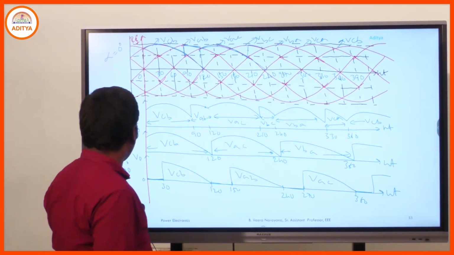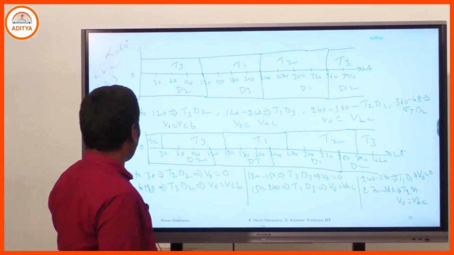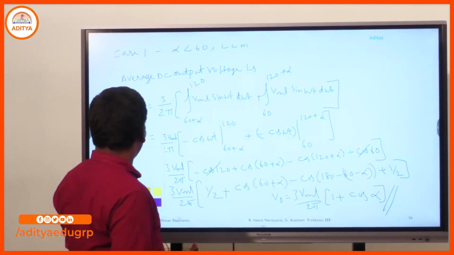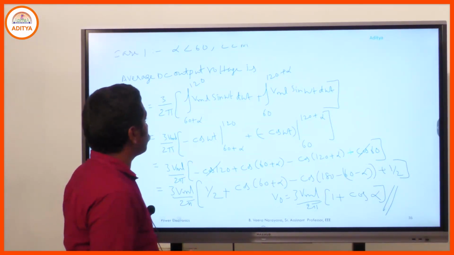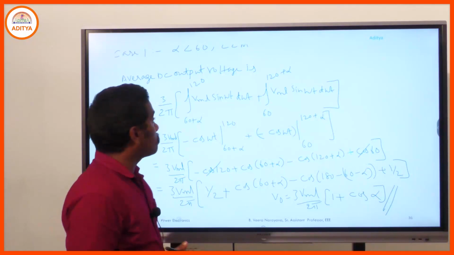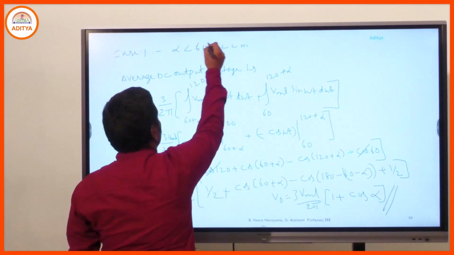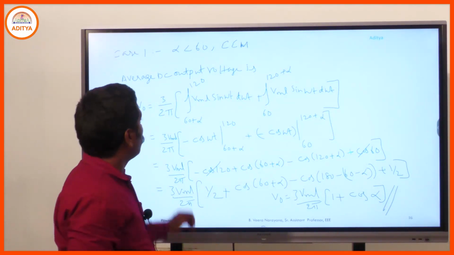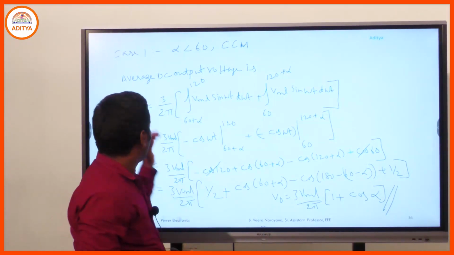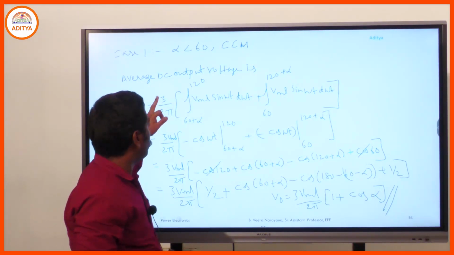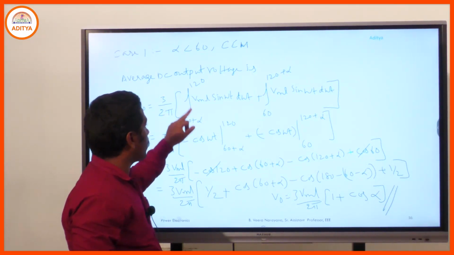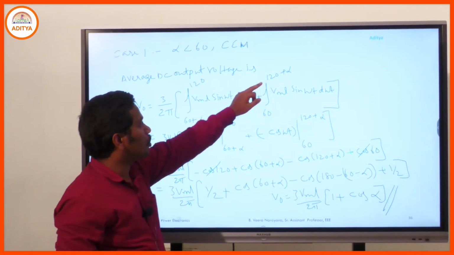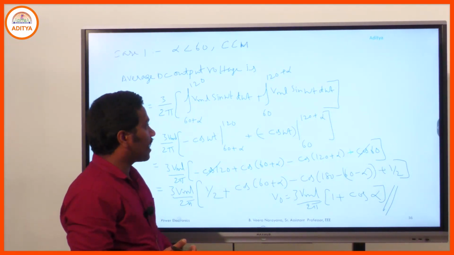And the output voltage equation, here we have two cases. Depending upon the firing angle, the converter is able to operate either in continuous conduction mode or discontinuous conduction mode. In the first case, if alpha is less than 60 degrees, then we are getting the continuous conduction mode. In continuous conduction mode, the output voltage expression is given by 3 by 2 pi integral 60 plus alpha to 120 VML sin omega t d omega t plus integral 60 to 120 plus alpha VML sin omega t d omega t.